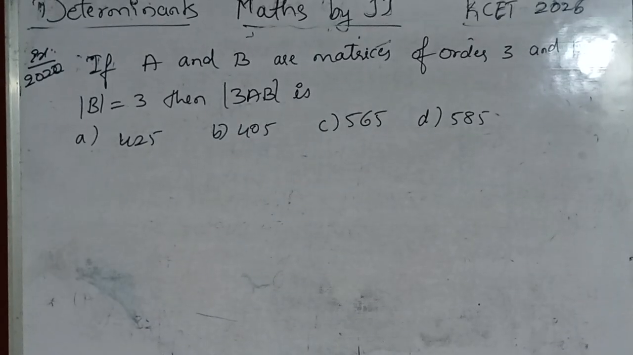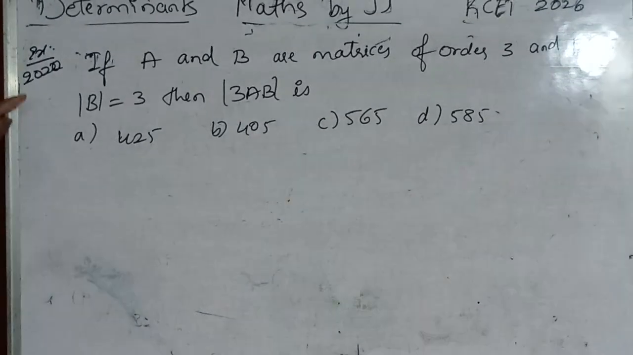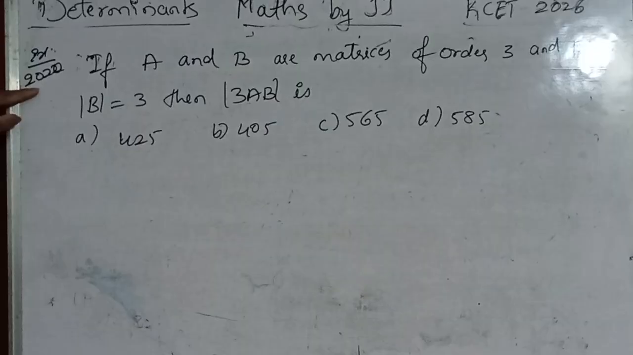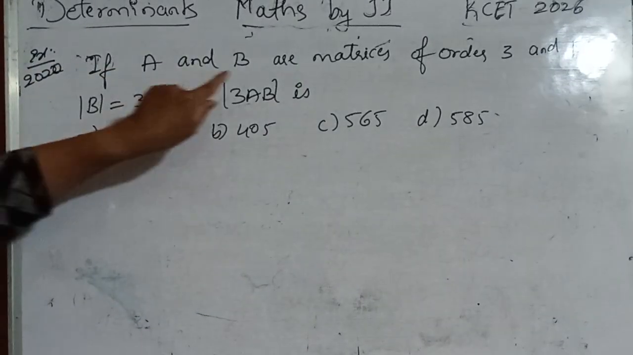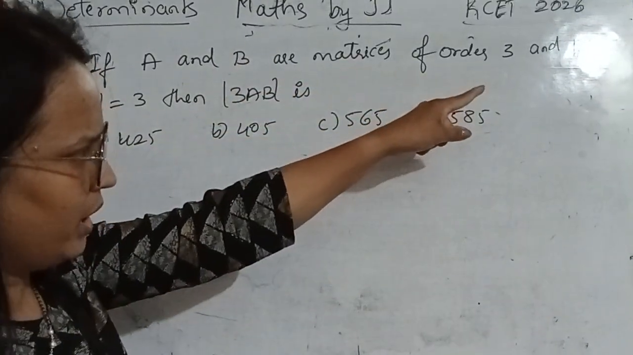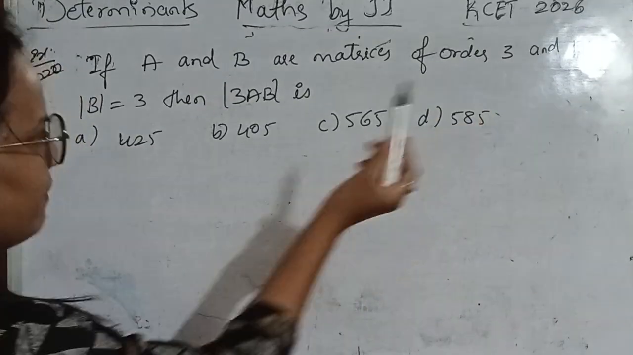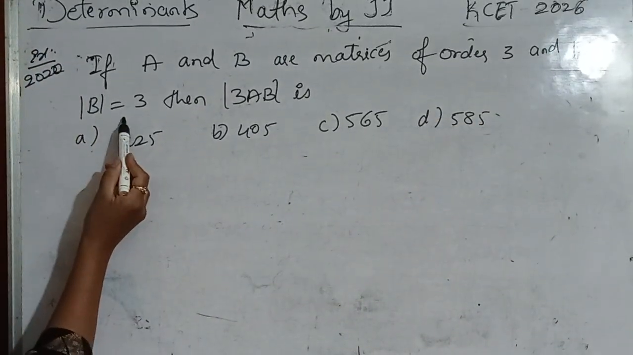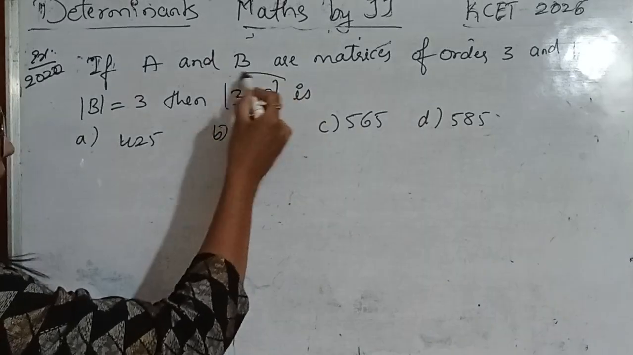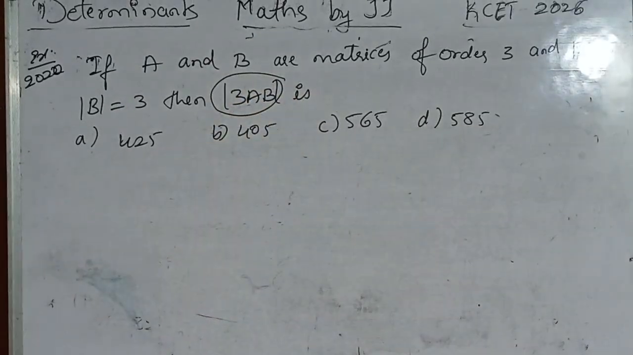Okay students, next coming to the next question from determinants, which has been asked in 2020. If A and B are matrices of order 3 and determinant of A is given as 5, determinant of B is given as 3, then we need to calculate determinant of 3 times AB.